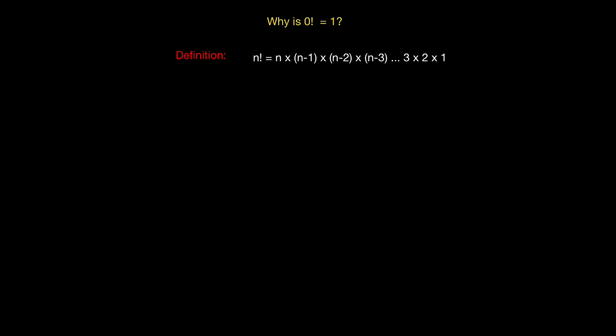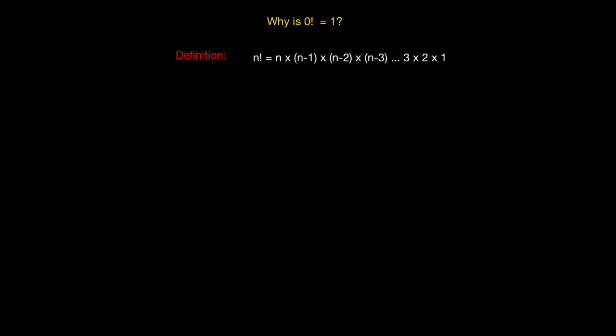For this last part, I'm going to give a mathematical explanation for why 0 factorial equals 1. I'm going to start by just providing you with the definition. N factorial is equal to n times n minus 1 times n minus 2 times n minus 3 all the way down to 1. That was the recipe that I introduced.